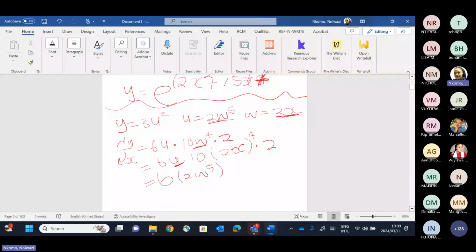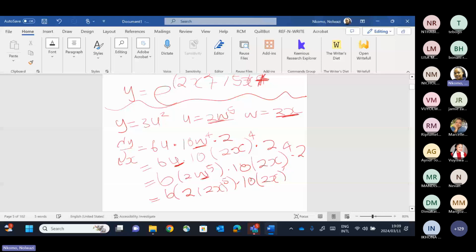And then you substitute back the x: 2 times 2x to the power 5 times 10 times 2x to the power 4 times 2. And then we simplify this. 2 times 6 is 12 times 2x to the power 5. 10 times 2 is 20 times 2x to the power 4, right?